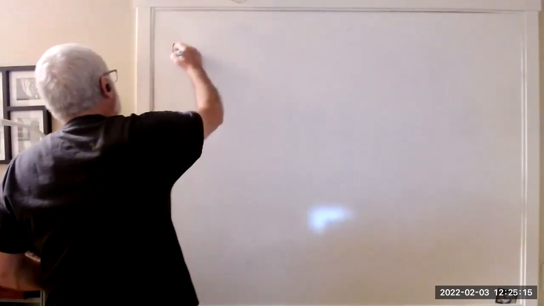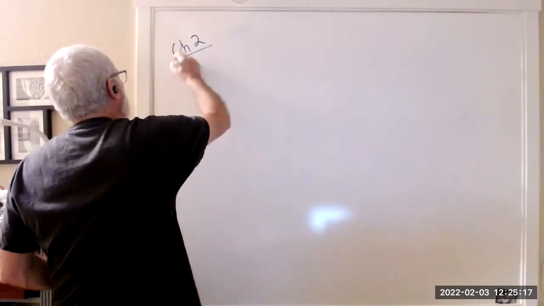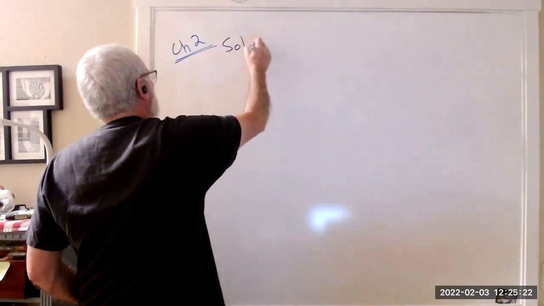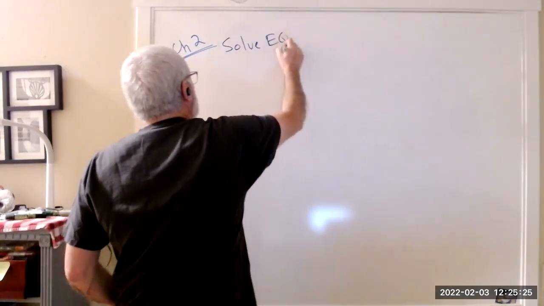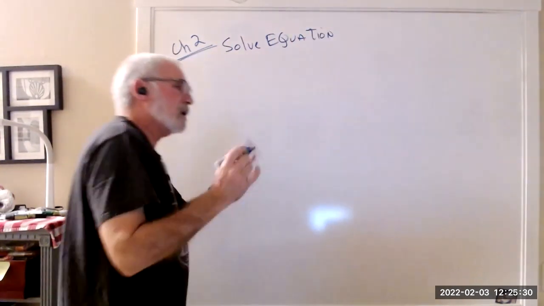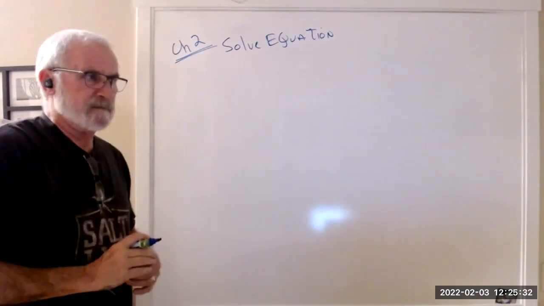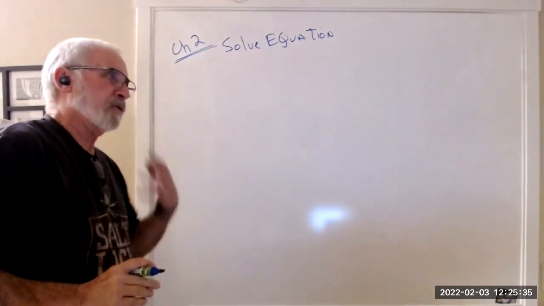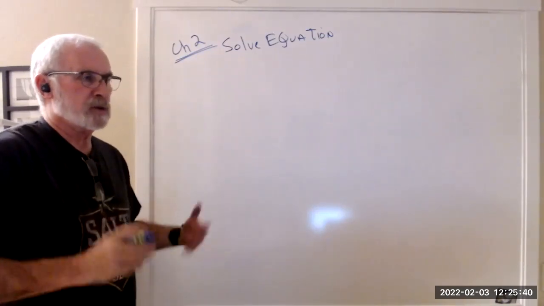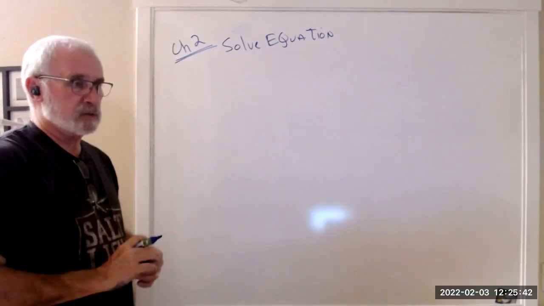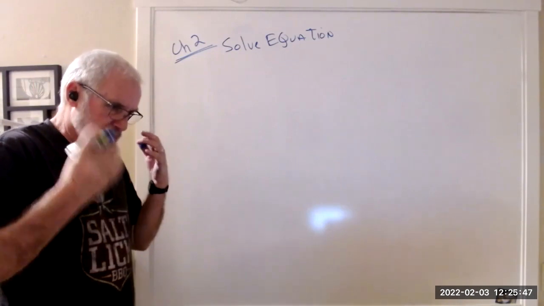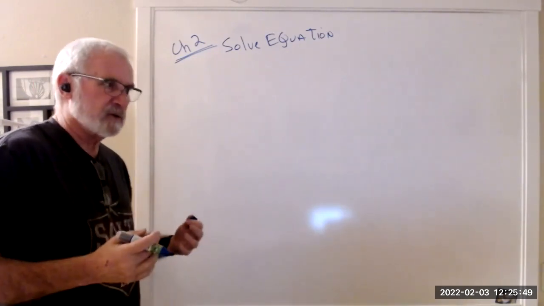We're going to start with chapter 2 now. And chapter 2 is all about solving equations. And we need to talk a little bit about a philosophy. Because solving equations is more than just a bunch of dumb rules, although I am going to give you some dumb rules either tonight or tomorrow. But the rules make sense if you understand the philosophy.